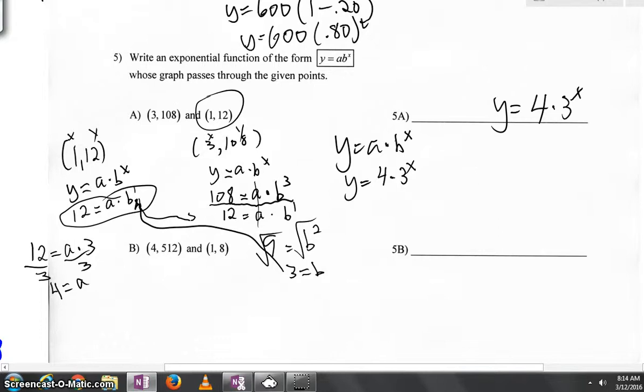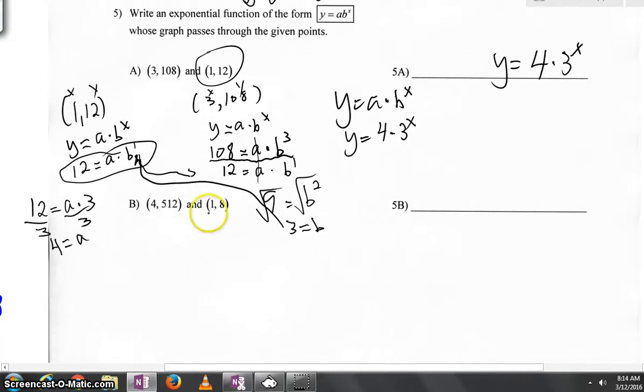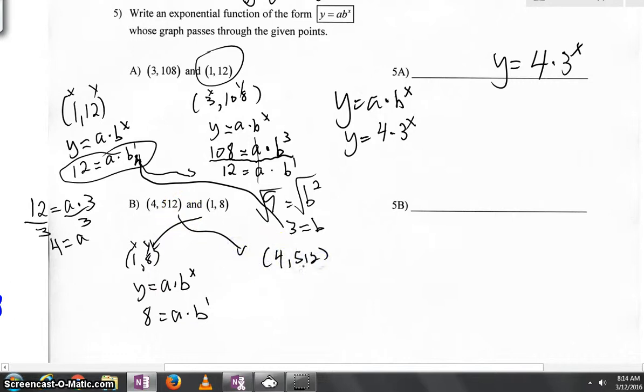Okay? Let's do our last one on this page. Let's work with 1, 8. Maybe get started with that first and say y is equal to a times b to the x. Here's your x, here's your y. So we have 8 is equal to a times b to the first. Take your big point, 4, 512, and you'll have y equals a times b to the x. We'll have 512 for our y. Our x value is going to be a 4.